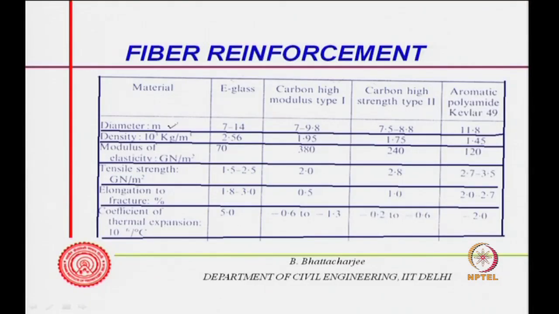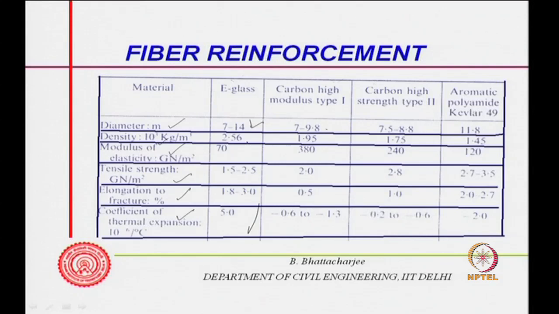What properties are important? Fiber diameter, density, modulus of elasticity, tensile strength, elongation, coefficient of thermal expansion. These are important properties, and for some materials the data is available in literature, a part of it taken from Hannon's book.